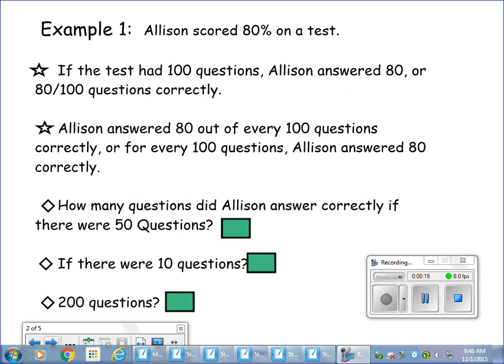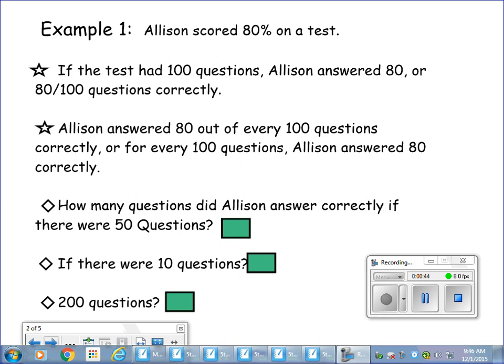What I'm going to show you is how I give you that percent on your math test, or how you get a grade at the end of the quarter, or a midterm, okay? First of all, if the test had 100 questions, Allison answered 80 over 100 questions correctly. Allison answered 80 out of every 100 questions correctly, or for every 100 questions, Allison answered 80 correctly.